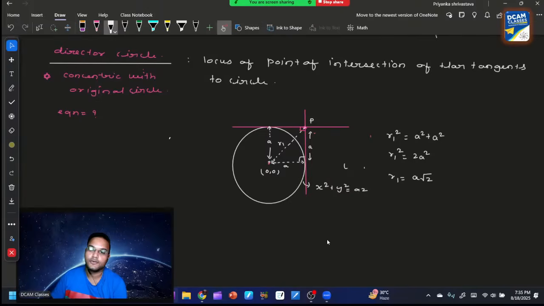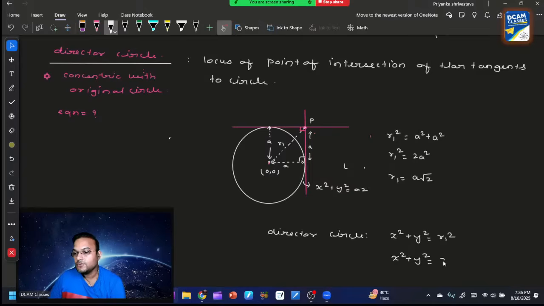So what will be the equation of the director circle? The director circle is x square plus y square is equal to r1 square, which is x square plus y square is equal to 2a square. This is the equation of the director circle in this case.